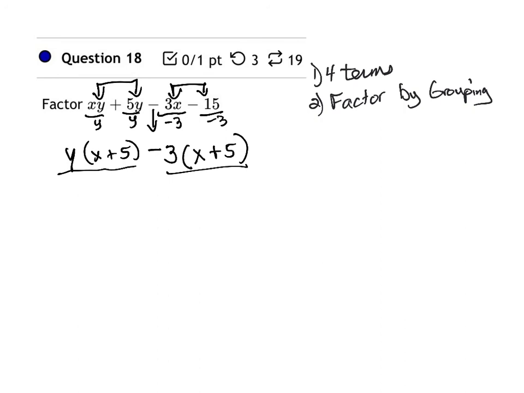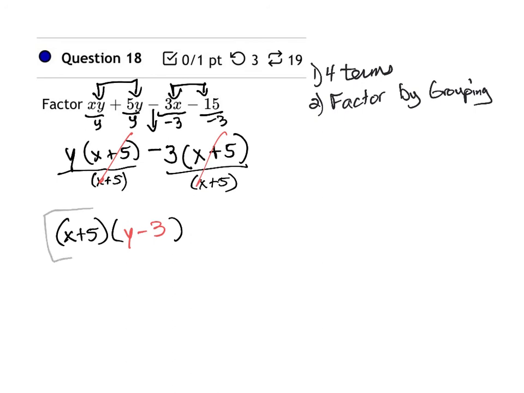So since those are the same, we can factor that x plus 5 out. So I'm going to take x plus 5 out, keep it in parentheses. And then what's left over will go in the other set of parentheses. So I'm dividing this term by x plus 5 and this term by x plus 5. So what happens, these cancel, and that leaves us what's on the outside in the other set of parentheses, y minus 3. Now, if I were to check this, so this is my answer.